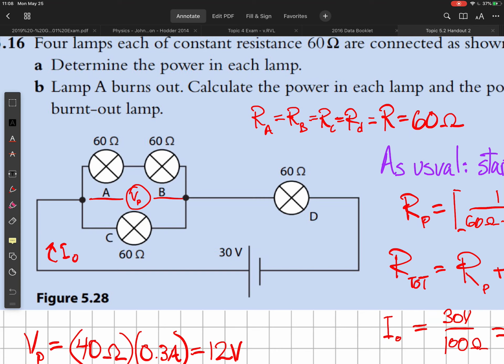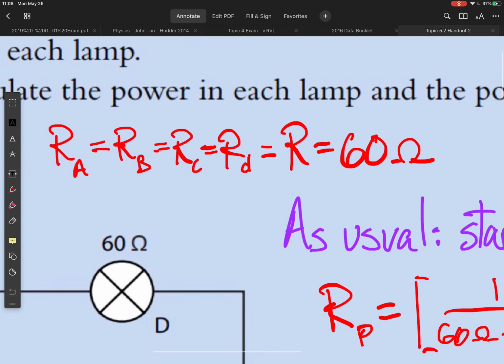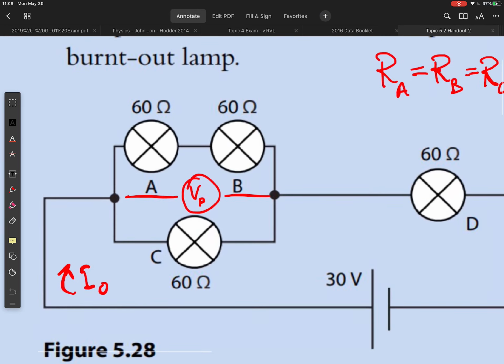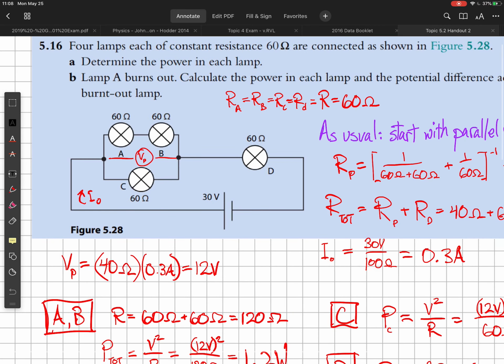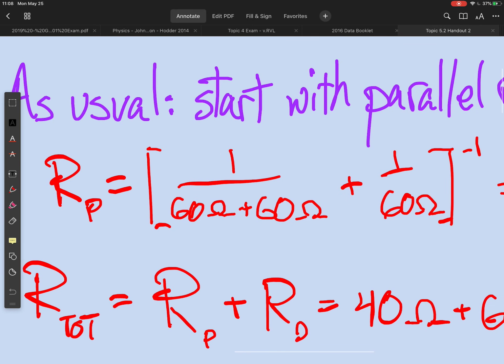So we're first asked to determine the power in each lamp, and these all have the same resistance. So I'm just going to call each resistor R from this point forward, and it makes life a little bit easier. Okay, so the first thing I want to do is find my parallel resistance. And the way that I do that is by doing this.